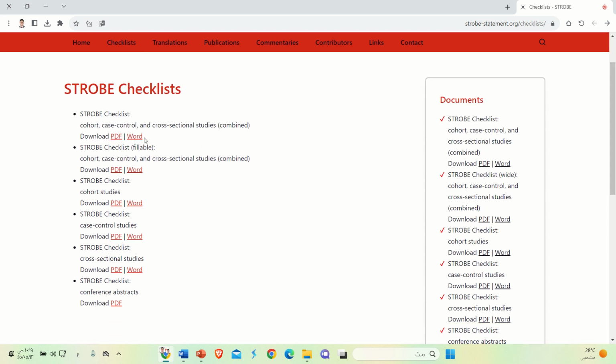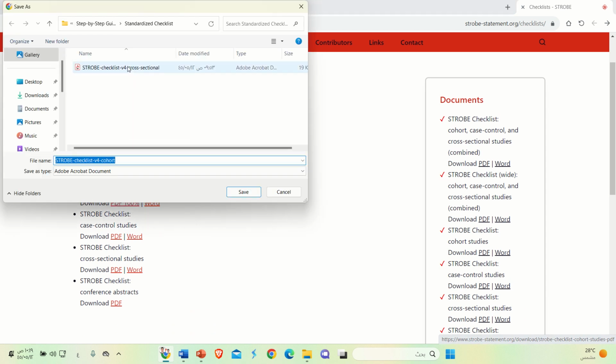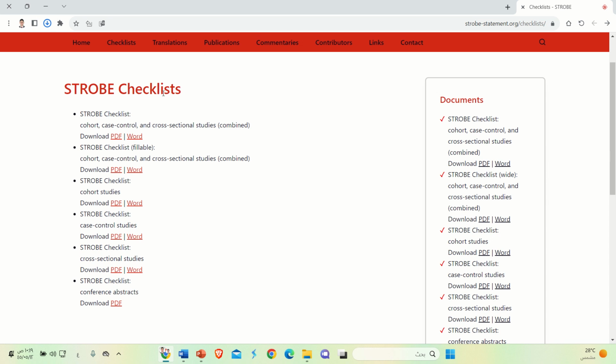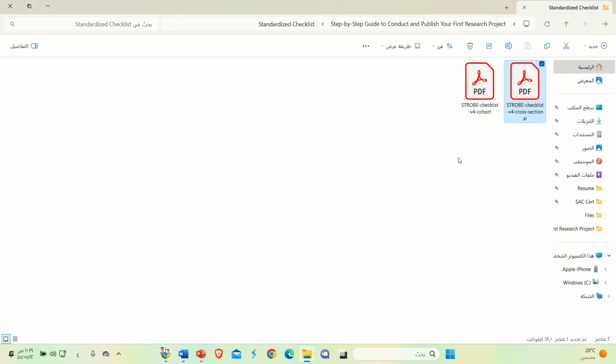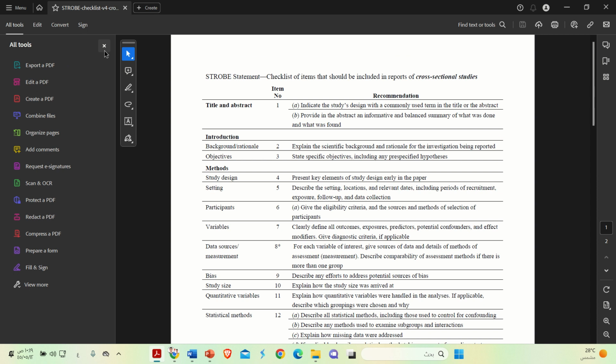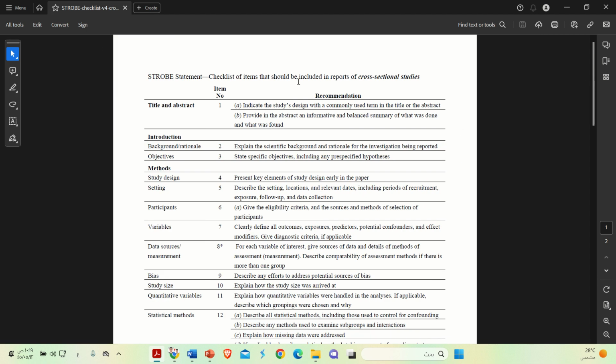Here you can find the checklist, whether as a PDF or a Word. So let's go download the cohort study. I have already downloaded the cross-section study here. So let's go over them quickly. If you can see here, they have the section of the manuscript as well as recommendation for each section.